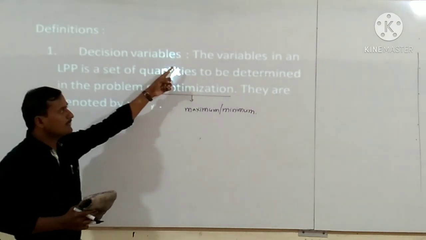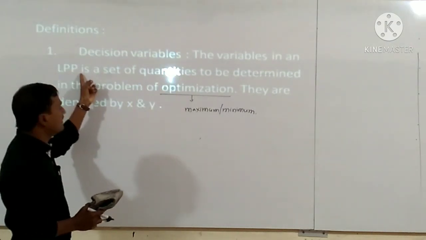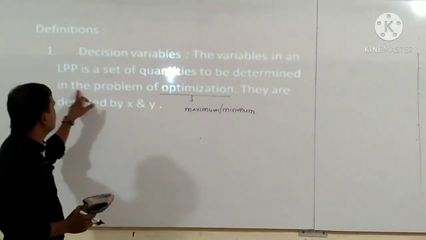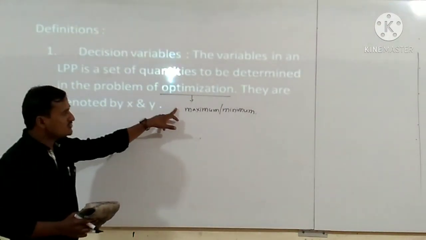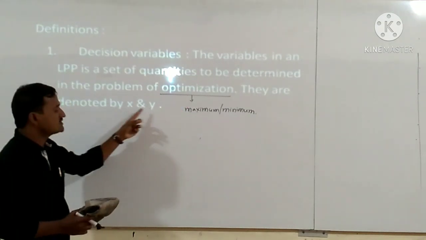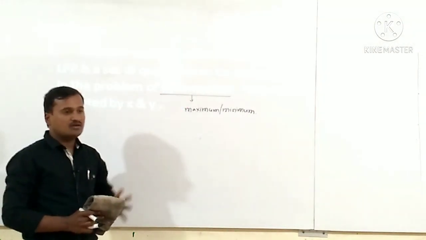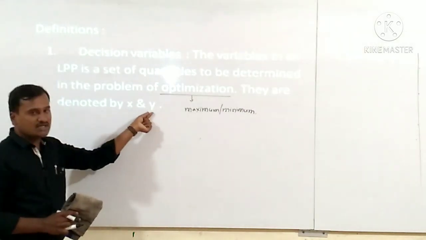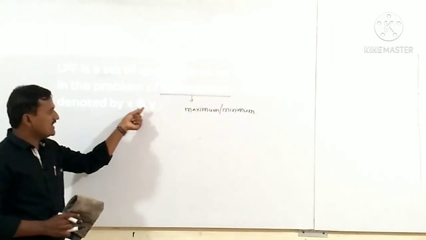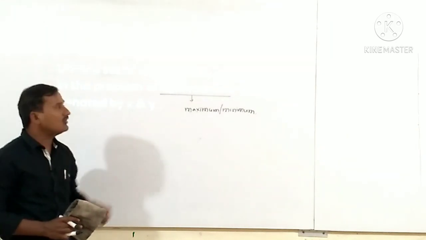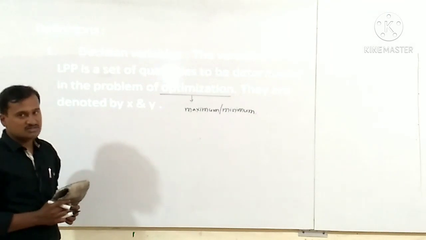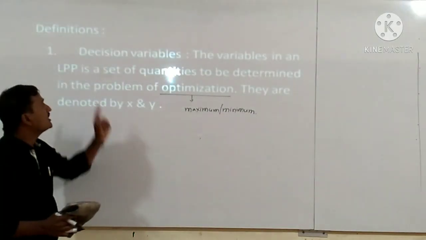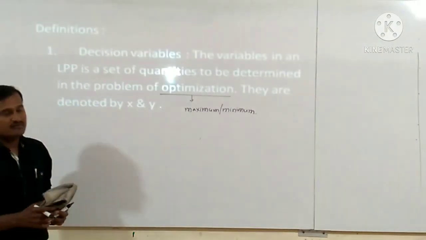Decision variables in an LPP are a set of quantities to be determined in the problem of optimization. They are in the form of x and y. So while solving linear programming problems, we will find the values of x and y. These x and y are themselves called decision variables. While solving the problem, I will explain again what is meant by decision variable.